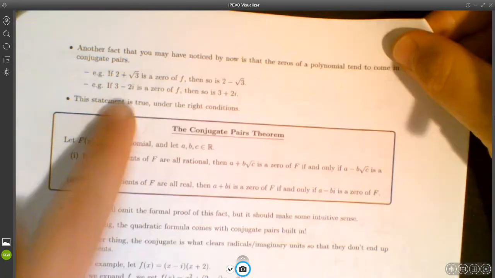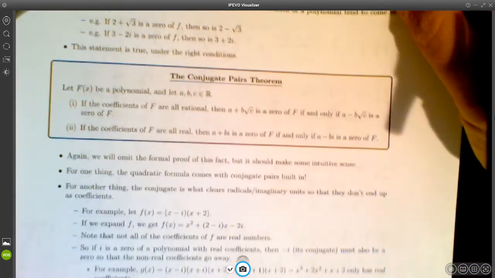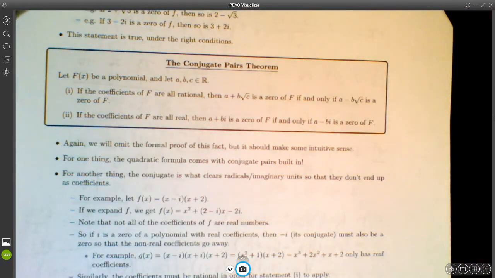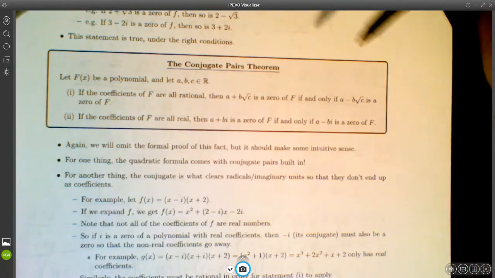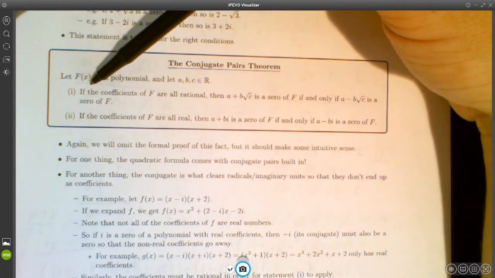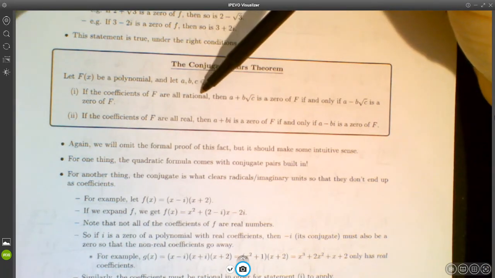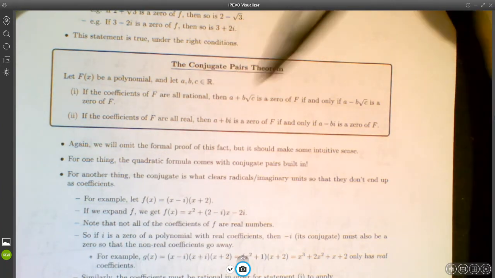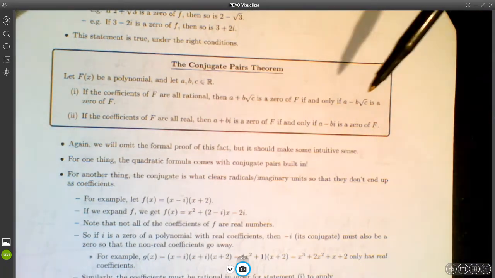Anyway, so this statement is true under the right conditions. We do have to be a little bit careful about how we state the theorem. So here's the conjugate pairs theorem. Let's say that f of x is a polynomial and that a, b, and c are real numbers. If the coefficients of our polynomial f are all rational, then a plus b root c is a 0 of f if and only if a minus b root c is a 0 of f.